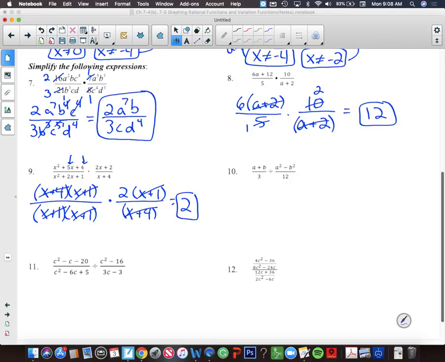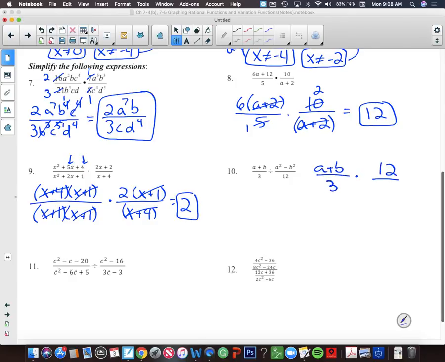Okay, so next one here is division. So remember, division is skip, flip, multiply. So that's kind of what people remember from middle school. You skip the first one, you flip the second one, and then it turns into multiplication. Okay? So that would just rearrange the problem to this.